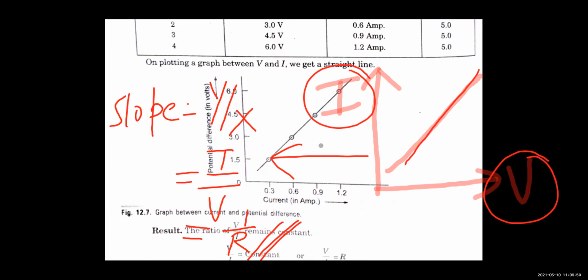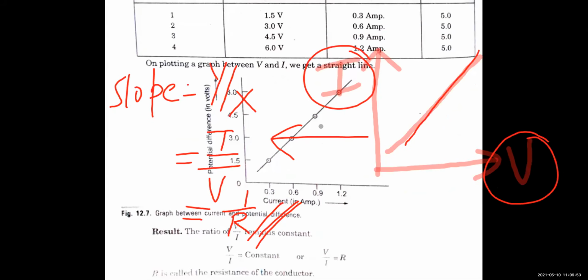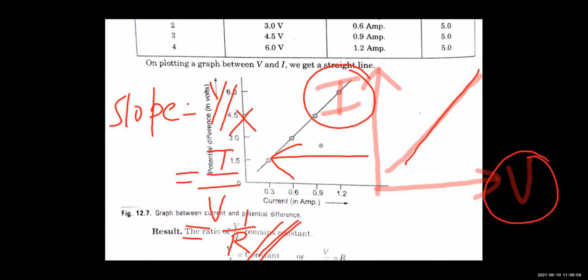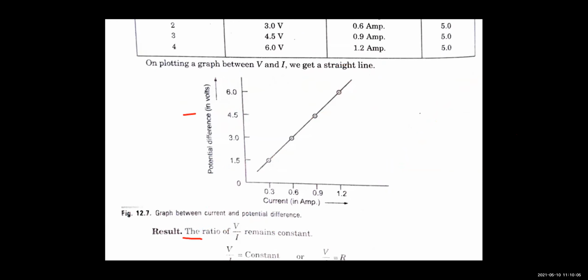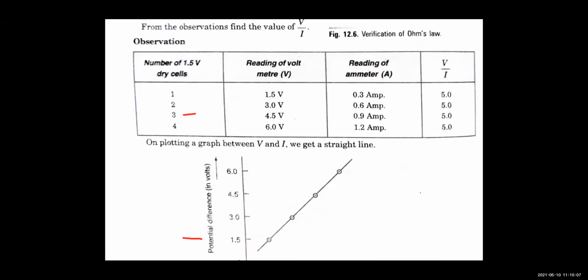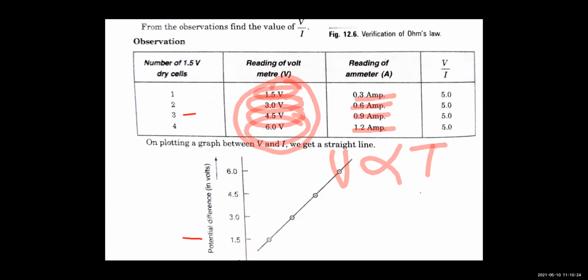So with this activity, with this practical, we have verified Ohm's law. That is, as you are increasing the voltage, the value of current also increases, as you can see over here. As we are increasing the number of cells, we increase from 1.5 to 3, from 3 to 4.5, from 4.5 to 6. So as we are increasing the value of V, the value of current also keeps increasing. So voltage is directly proportional to current, and V upon I is a constant.